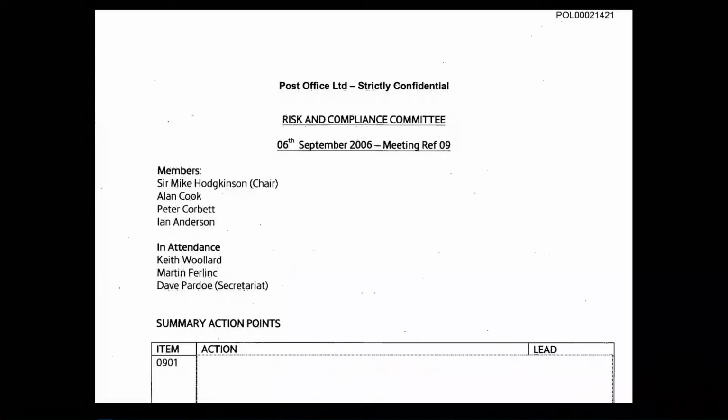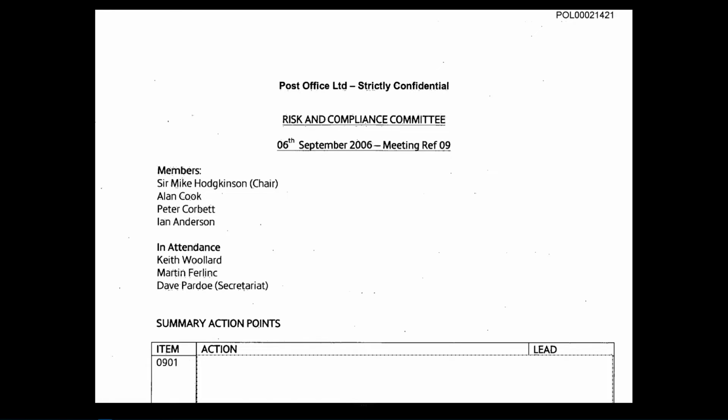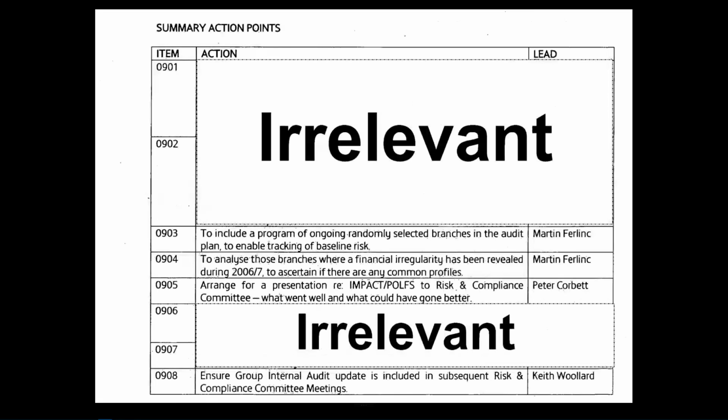Can we look at POL 0002141, please? This is another meeting of the Risk and Compliance Committee on the 6th of September 2006. You're listed on this occasion as in attendance. Mm-hmm. And if we look at the summary action points, and it's 0904, it says there to analyse those branches where financial irregularity has been revealed during 2006/7 to ascertain if there are any common profiles, and your name is there as the lead on that.